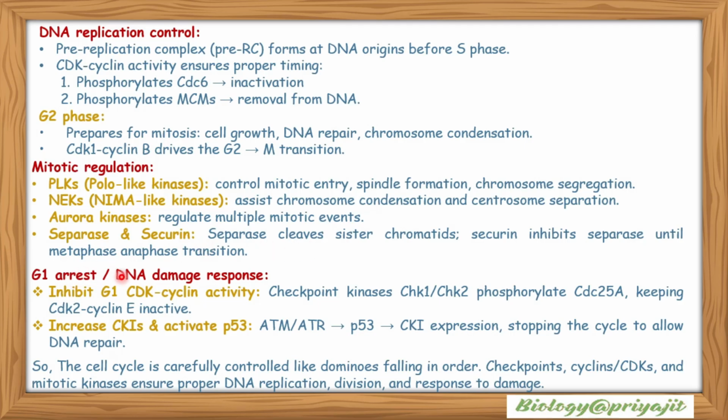G1 arrest in the DNA damage response inhibits G1 CDK-cyclin activity. Checkpoint kinases CHK1 or CHK2 phosphorylate CDC25A, keeping CDK2-cyclin E inactive. They also increase CKIs and activate P53. The ATM/ATR complex activates P53, which activates CKI expression and stops the cycle to allow DNA repair. So the cell cycle is carefully controlled, like dominoes falling in order. Checkpoints, cyclin-CDKs and mitotic kinases ensure proper DNA replication, division and response to damage.